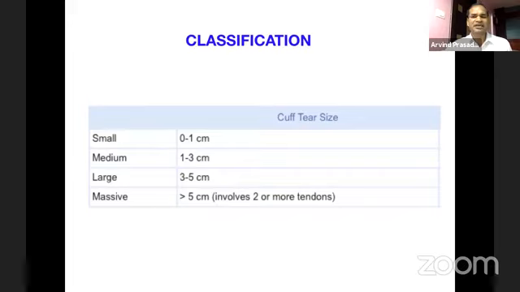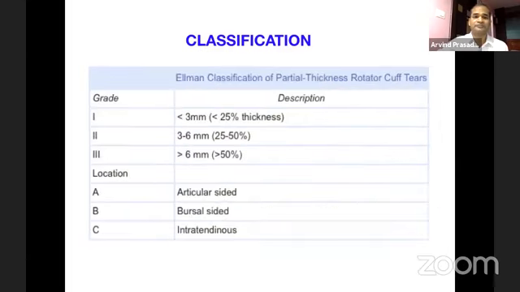So classification has been given for the rotator cuff tear to help in the management, whether it should be conservative or operative, and different classifications are there. Depending upon the size, 0 to 1 is small, and more than 5 centimeters is massive. Massive rotator cuff tear is also called when there is involvement of 2 or more tendons, like supraspinatus along with subscapularis or teres minor. That is a massive cuff tear.